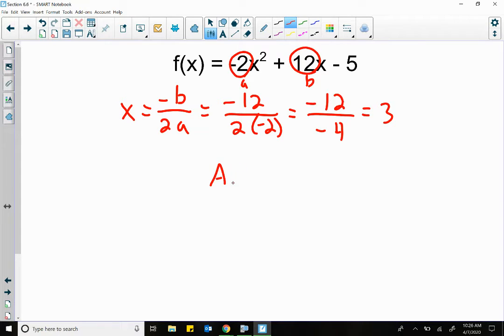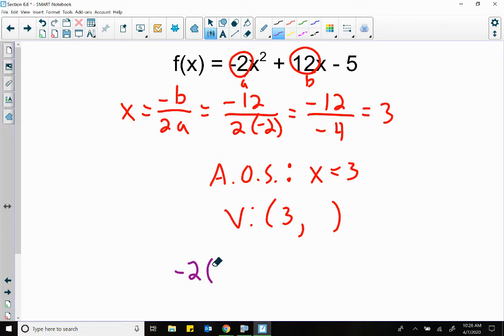So the AOS, just repeating what we talked about a second ago, the line that cuts my quadratic in half, is x equals 3. And in the vertex, because we now know the AOS, we know that the x value is 3. We need to find the y value. Again, how do we find the y value? We just plug in the 3 for x. So negative 2 times 3 squared plus 12 times 3 minus 5.